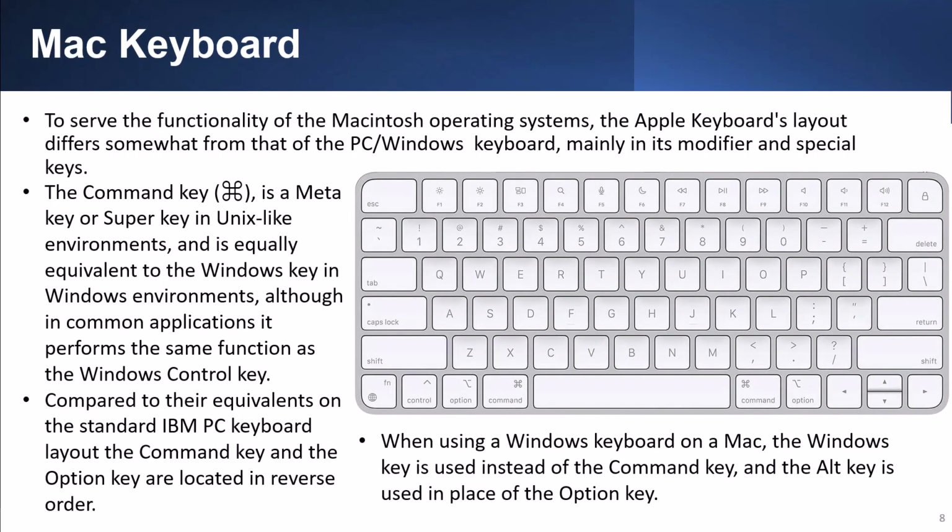To serve the functionality of the Macintosh operating system, the Apple keyboard layout differs somewhat from that of the PC Windows keyboard, mainly in its modifier and special keys. The Command key is a meta key or super key in Unix-like environments. It is roughly equivalent to the Windows key in Windows environments, although in common applications, it performs the same function as the Windows Control key. Compared to the equivalents on the standard IBM PC keyboard layout, the Command key and the Option key are located in reverse order. When using a Windows keyboard on a Mac, the Windows key is used instead of the Command key, and the Alt key is used in place of the Option key.